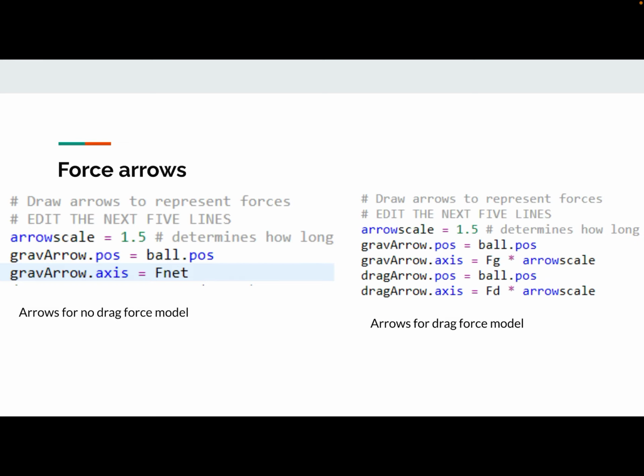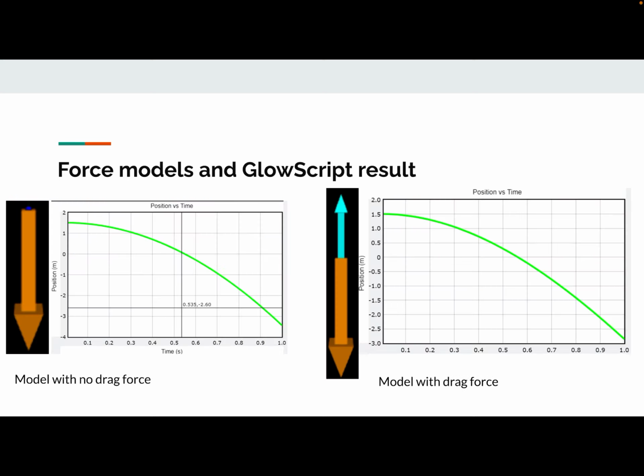This is how the arrows were coded, and later this is how it will look at the end of the day. And we know that the model with no drag force travels more than the model with drag force because it is not being slowed down as much as the model with drag force.